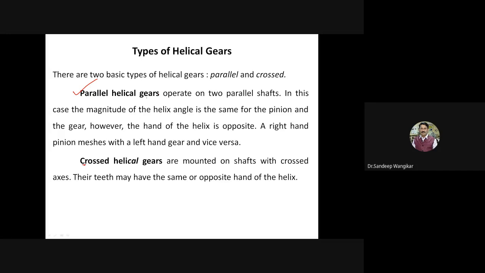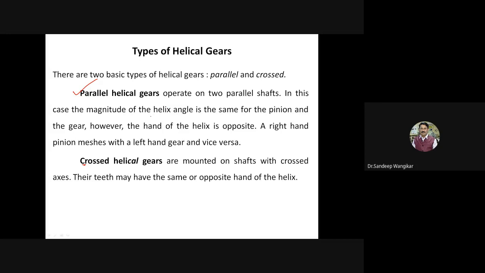The other type is crossed helical gears. Parallel helical gears operate on two parallel shafts. In this case, the magnitude of helix angle is the same for both the pinion and gear. However, the hand of helix is opposite. The right hand pinion meshes with left hand gear and vice versa. This should be there, otherwise if both hands are the same, they will not mesh. For meshing, one hand should be left and one hand should be right, and only then will they mesh with each other.